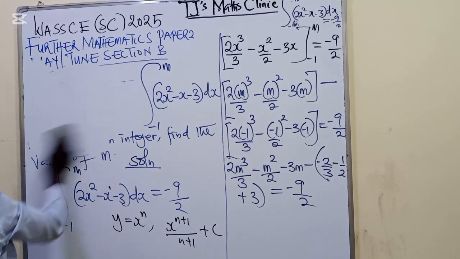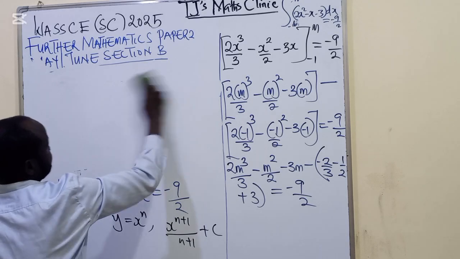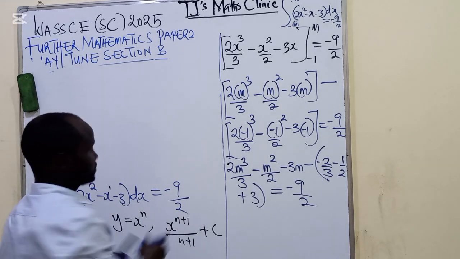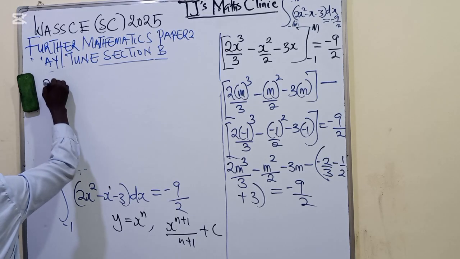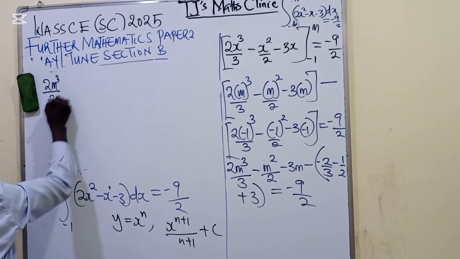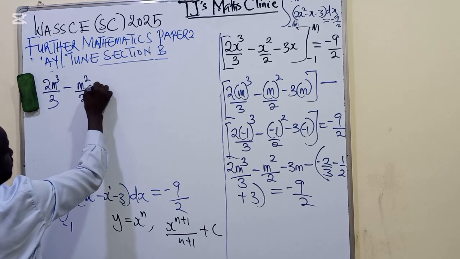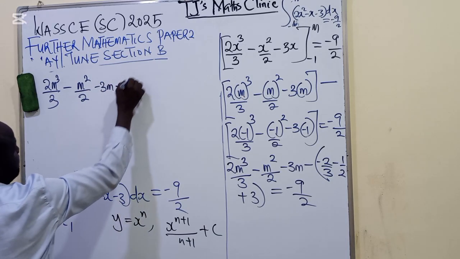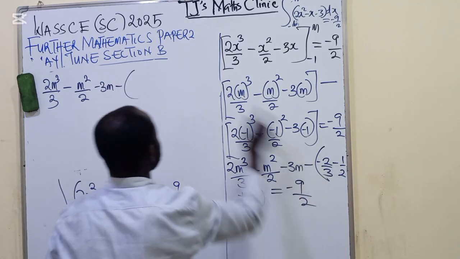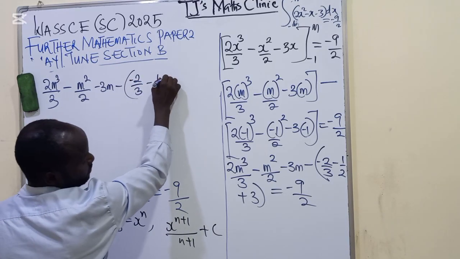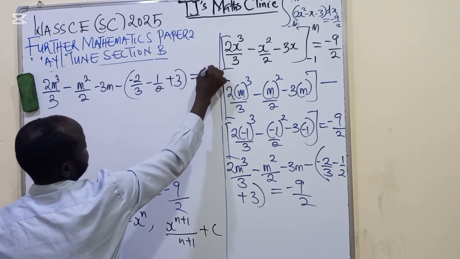Okay, the next thing to do now is to simplify. Let's simplify and see what we'll get. I have 2m cubed by 3 minus m squared by 2 minus 3m. Let's work inside this bracket here. Let me take it up: 2 by 3 minus half plus 3 equals minus 9 by 2.